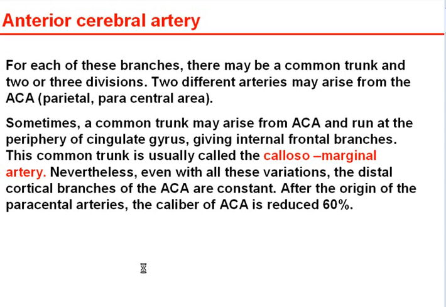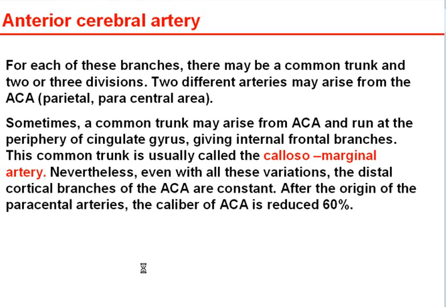For each of these branches, there may be a common trunk and 2 or 3 divisions, as we saw in the middle cerebral artery. The 2 different arteries may arise from the ACA, paracentral area, and sometimes a common trunk may arise from ACA and run at the periphery of the cingulate gyrus, which is very commonly seen in giving internal frontal branches. This is usually called the callosal-marginal artery.